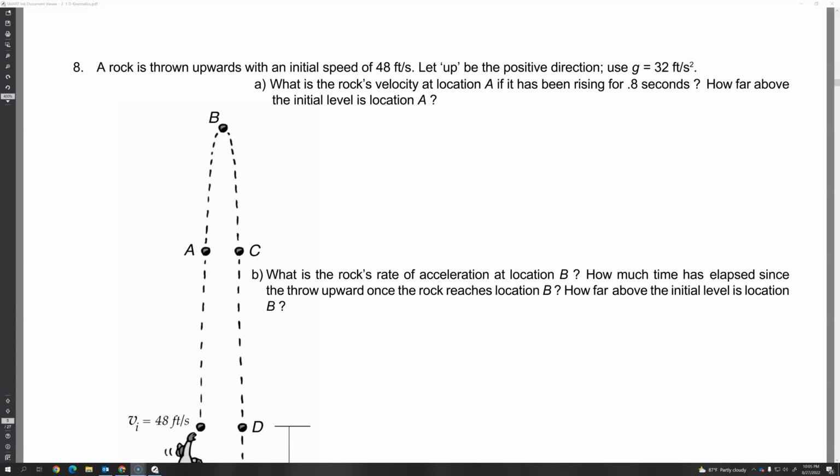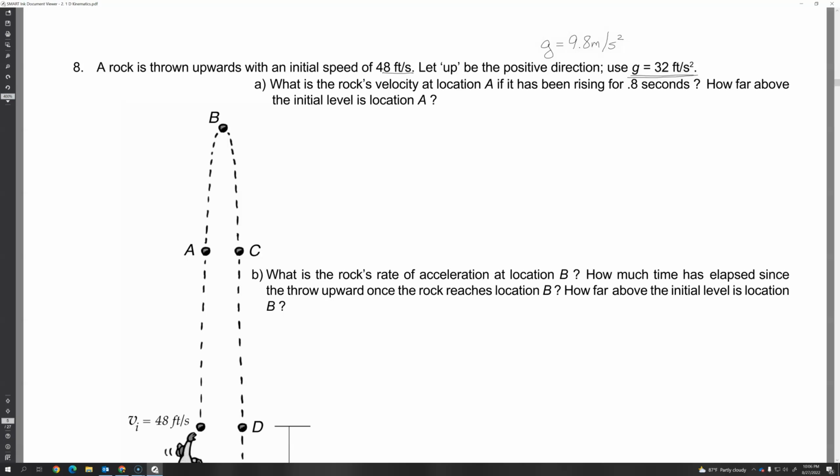So where we left off last class, we were getting ready to start looking at what happens with free fall. With free fall, we have our gravitational acceleration, g. You may remember from Physics 1 that g is 9.8 meters per second squared. But if we look at feet per second squared, we go to 32. So we have a rock thrown upwards.